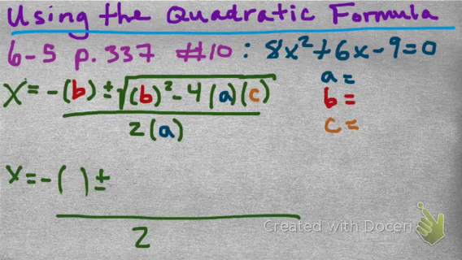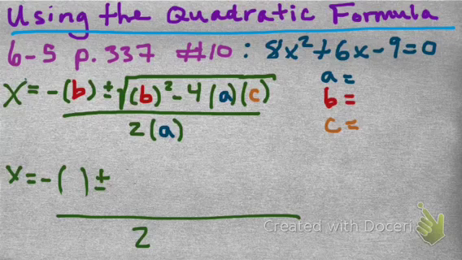This is number 10 off of worksheet 6-5 on the page 337 side. It's saying to use the quadratic formula to solve the equation 8x squared plus 6x minus 9 equals 0 that we've got over here. And I know that I can use the quadratic formula if certain things are in place, if I have it in the right form. So our equation is given to us in descending order, and that's key.